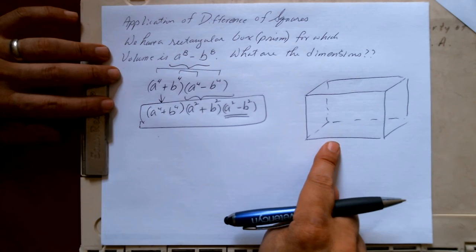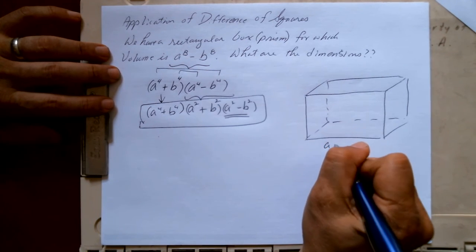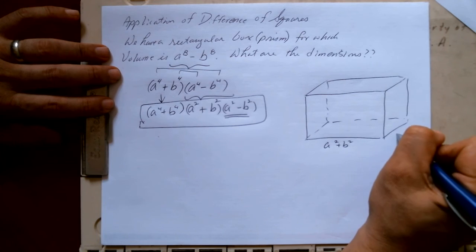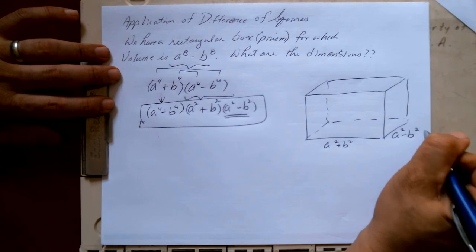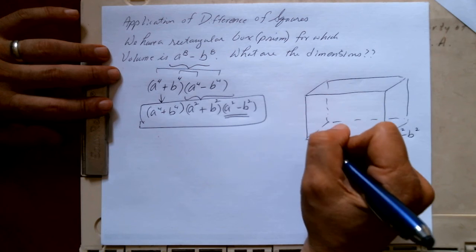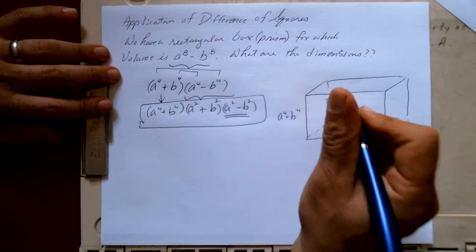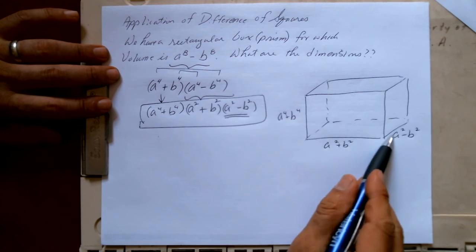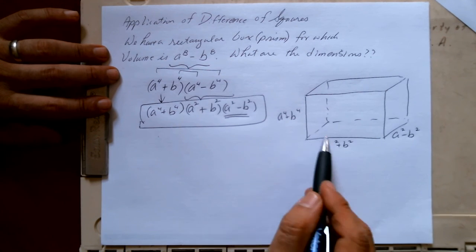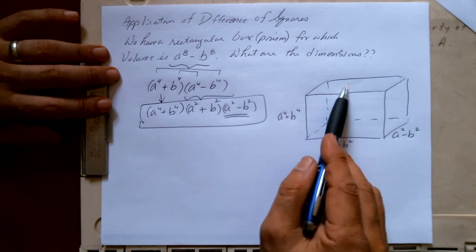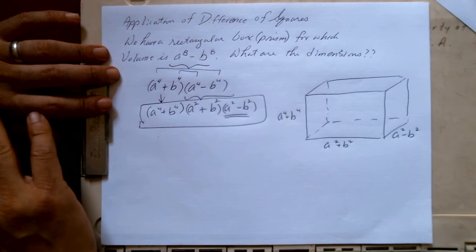Geometrically, what's going to happen is one dimension is going to be a squared plus b squared. This dimension is going to be a squared minus b squared. And the height is going to be a to the fourth plus b to the fourth. You could have placed these anywhere you wanted, but these are your factors. Length times width times height is the volume of this rectangular box.